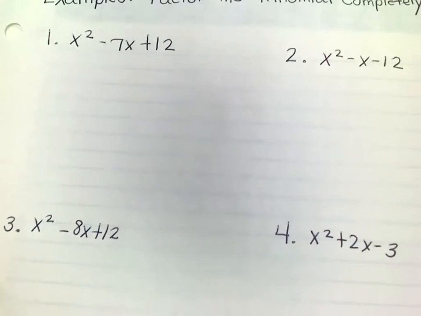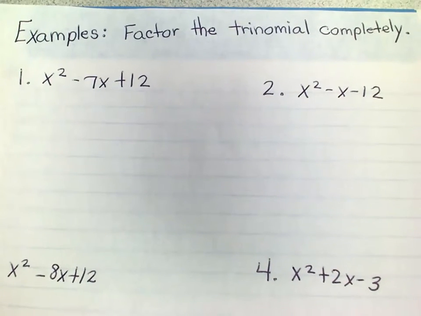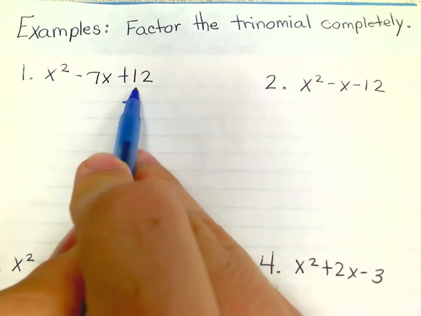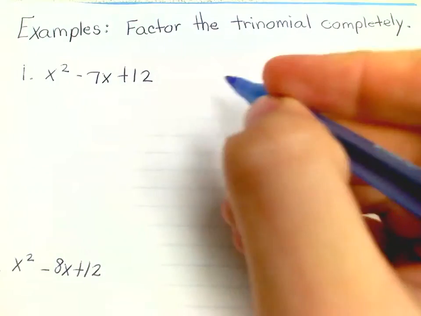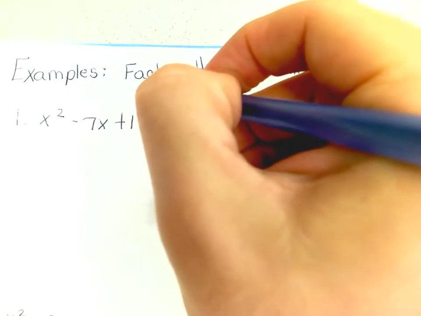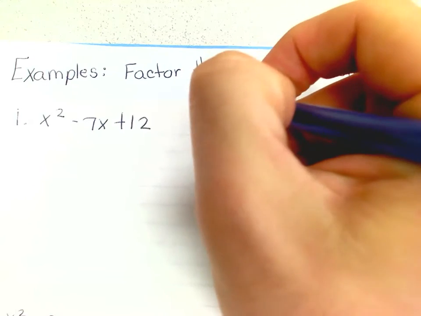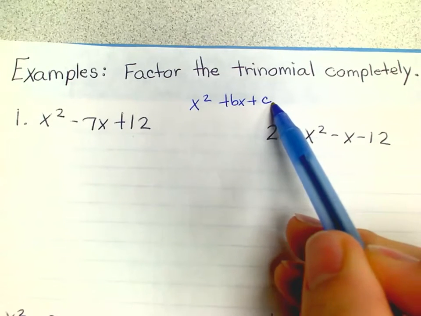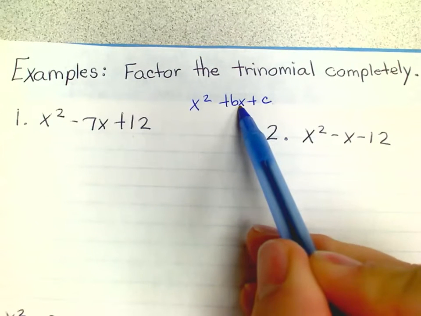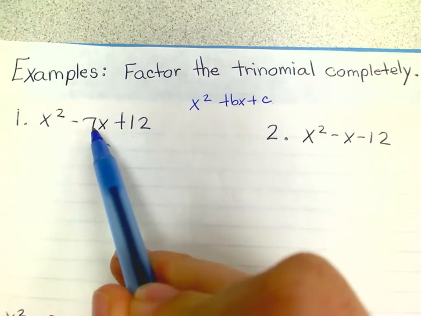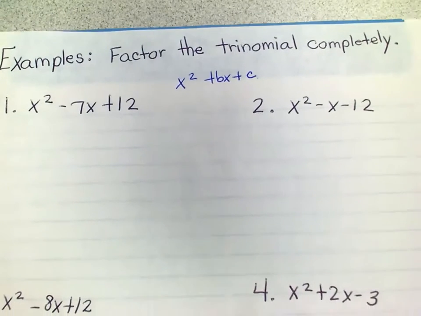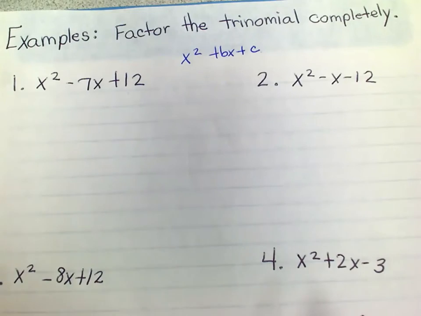Looking at some examples of factoring the trinomial completely. Okay, so what we have to do is look for things that multiply to give us c and add to give us b, because we're using the generic form of x squared plus bx plus c. So the number that has no variable attached to it will be c. The one that has the plain x will be b. So negative 7 is b in this case, and 12 is c. So think of the things that multiply together to give you 12 that add to give you a negative 7.